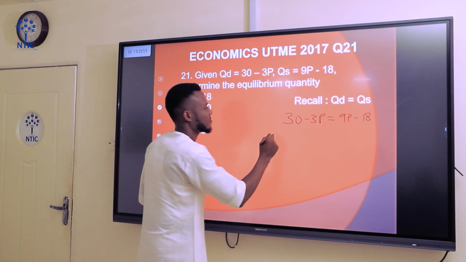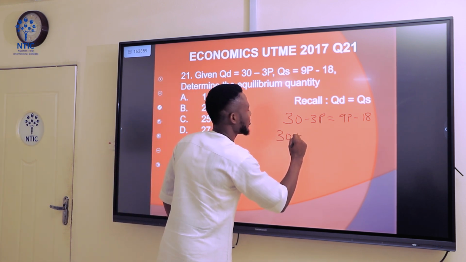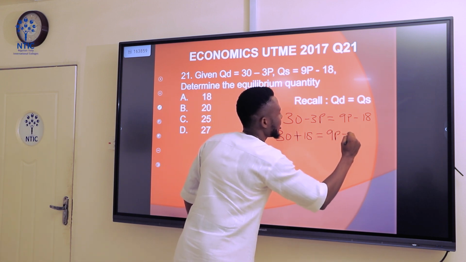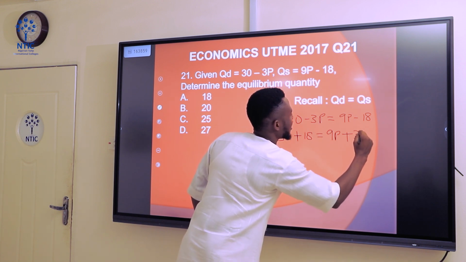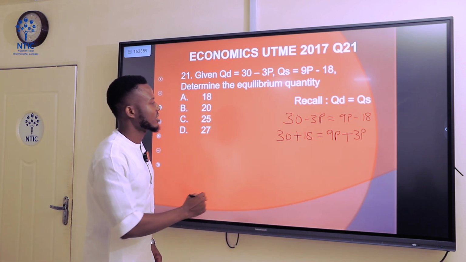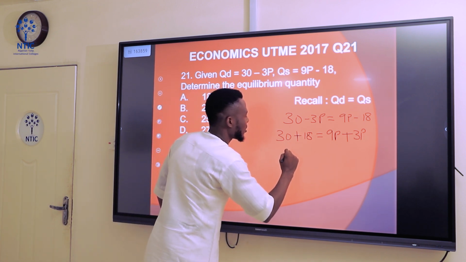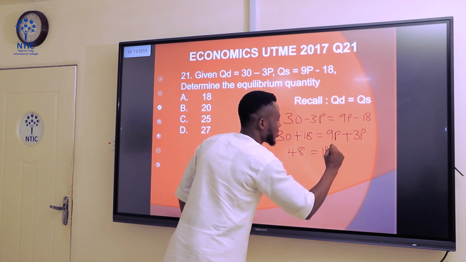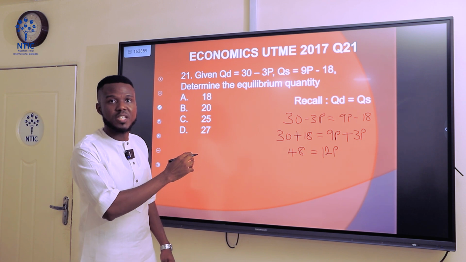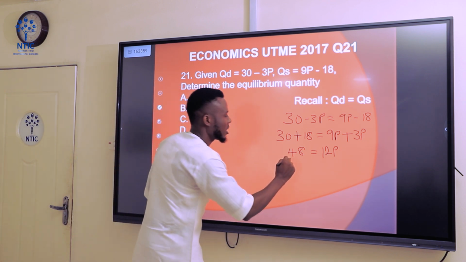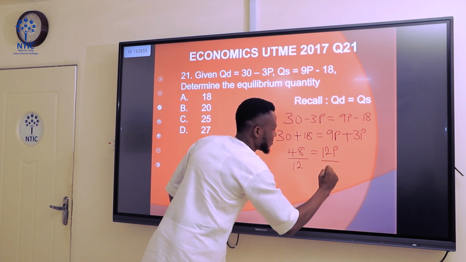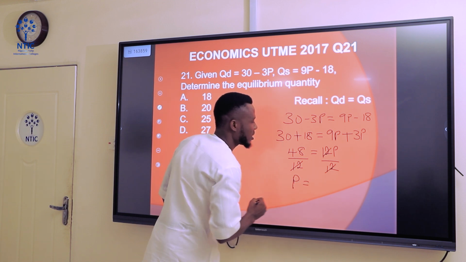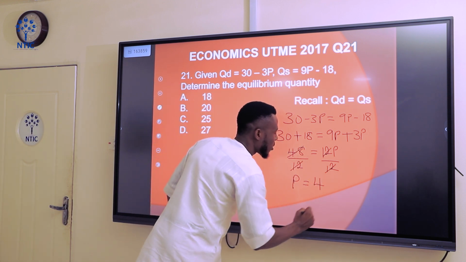Collecting like terms, 30 plus 18 is equal to 9p plus 3p. 30 plus 18 will give us 48, while 9p plus 3p will give us 12p. We make p the subject of formula by cancelling out. We'll be left with p, which is price, equal to 4.